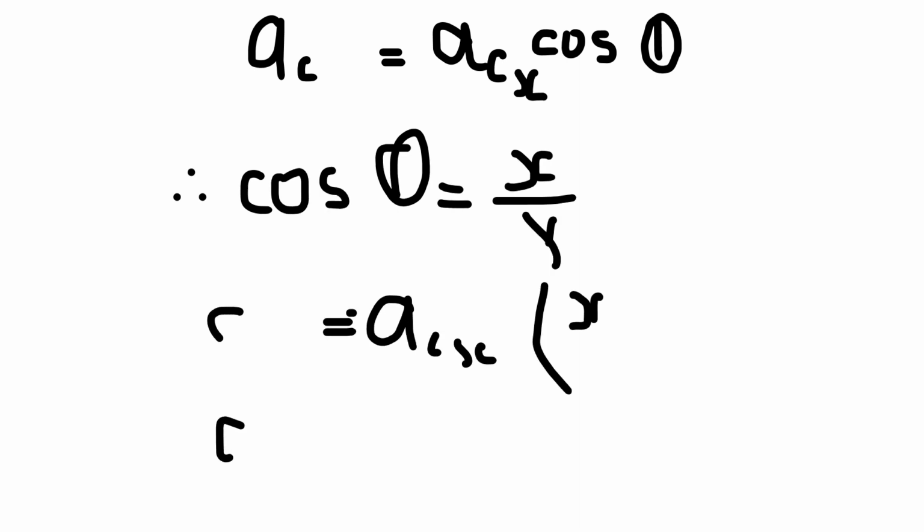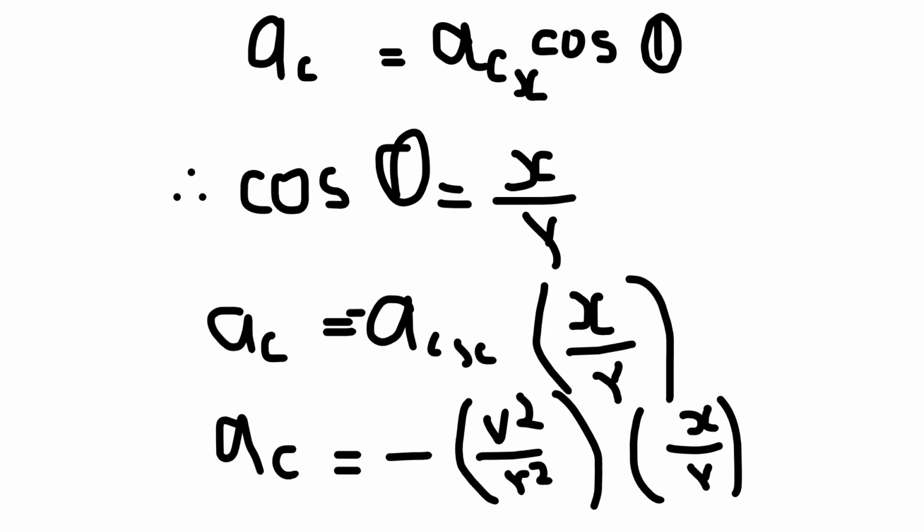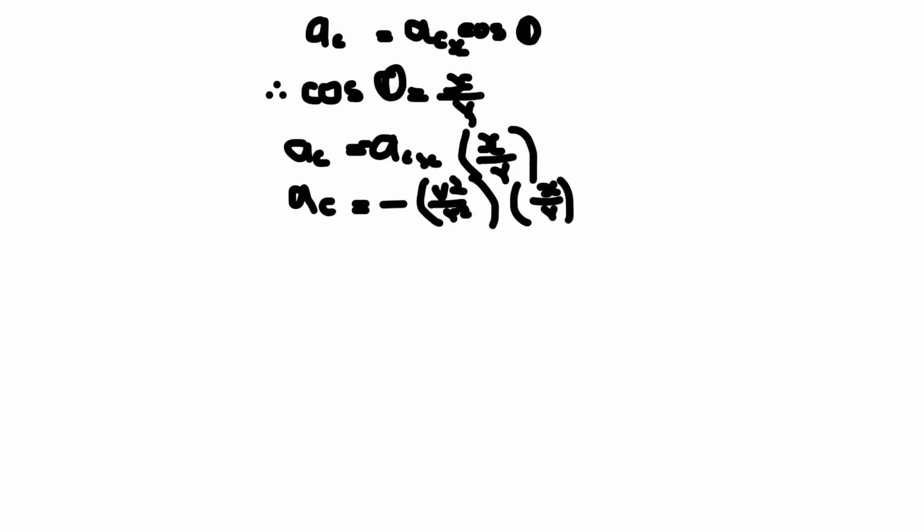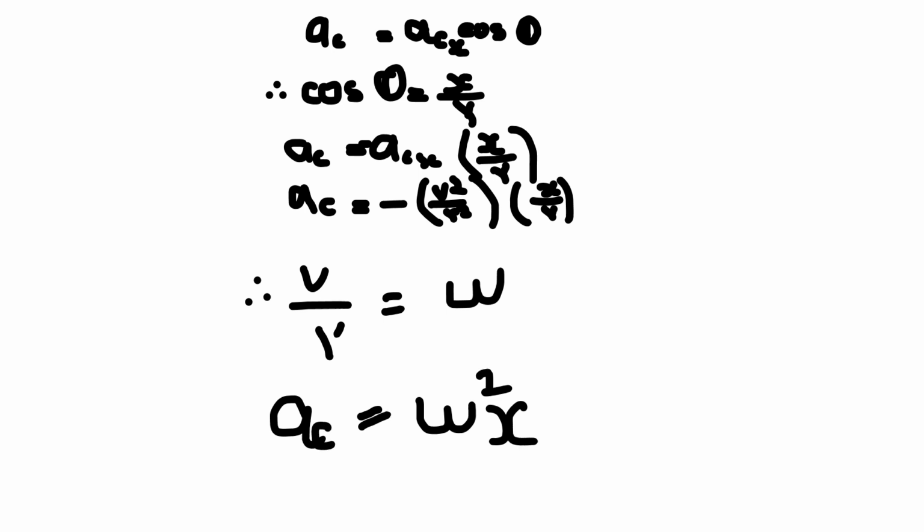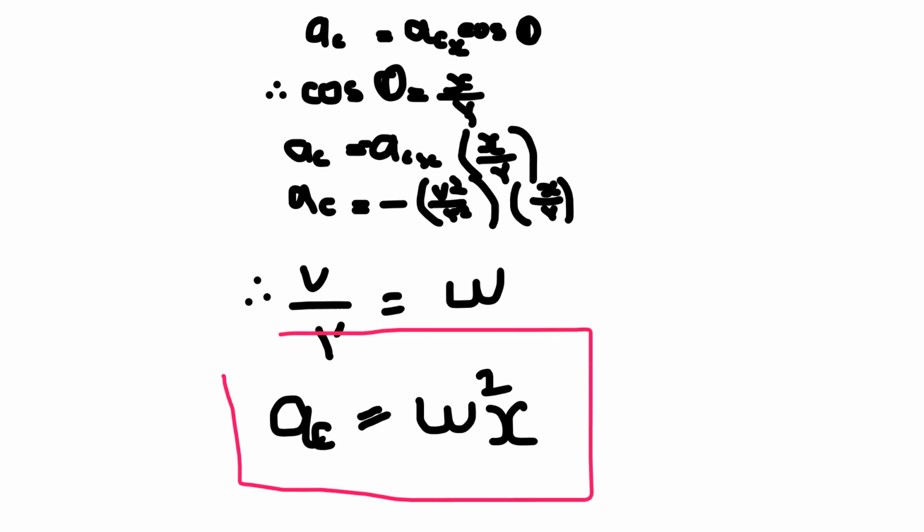Now again, the formula becomes a_x is equal to acceleration into x upon r in the place of cos theta. While for the acceleration, we know that acceleration is equal to v square upon r. However, we know that v upon r is equal to omega. So here the formula derived is omega square into x. So this is the formula and its derivation. I hope that you get it, and thank you so much for watching.